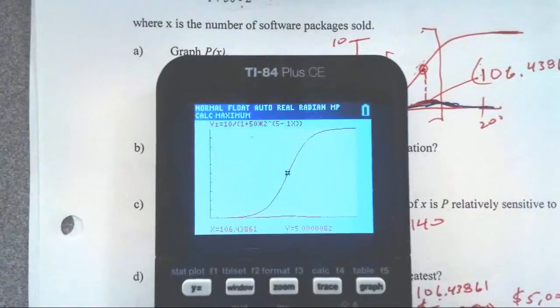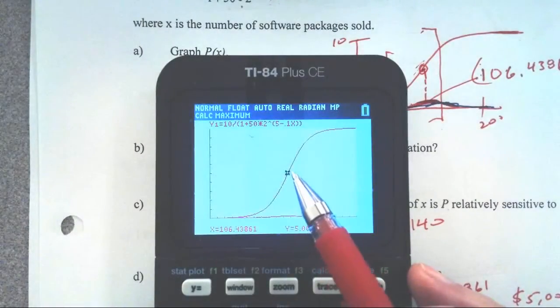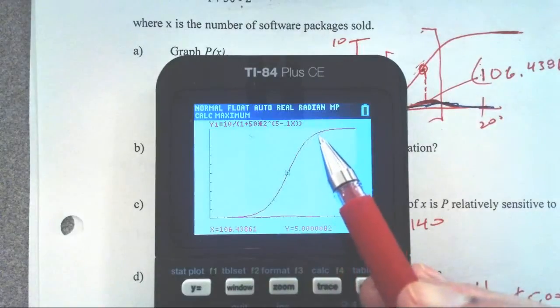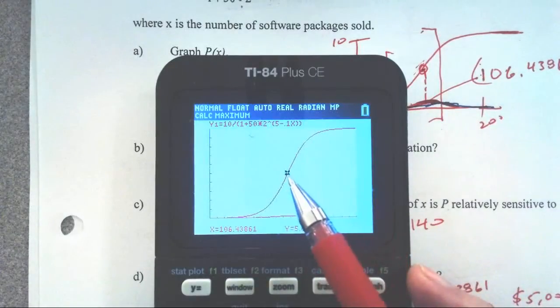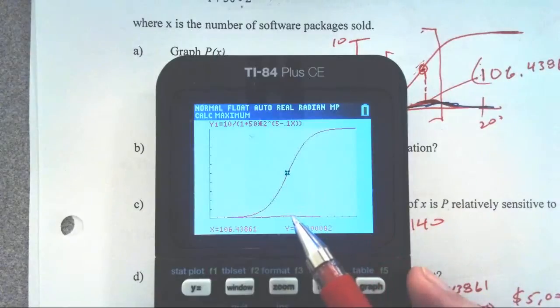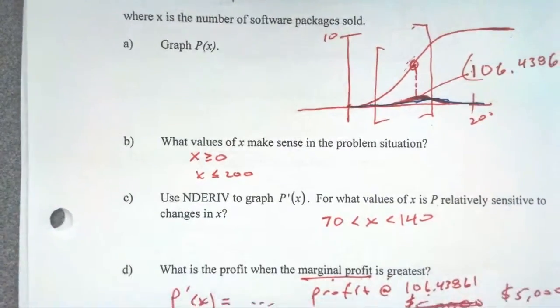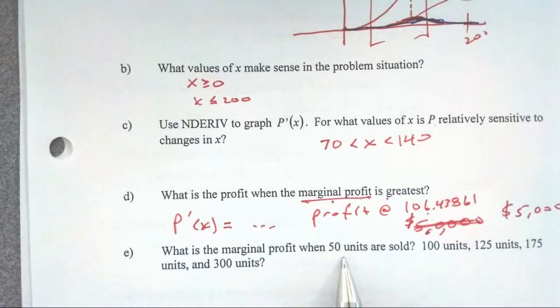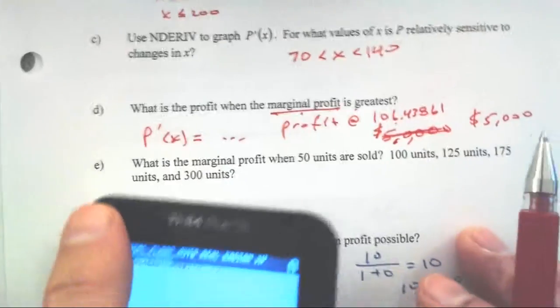Which means the next month it goes, yeah, it's still getting higher, the profit's getting higher, and they don't reject that. But the marginal profit at that instance, it's at its steepest. Our derivative is the steepest it's going to get. Now, what is the marginal profit when 50 units are sold? This is just calculator exercise now.